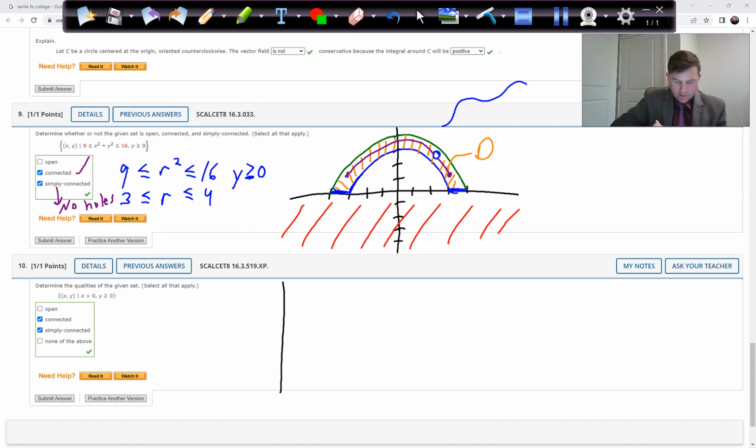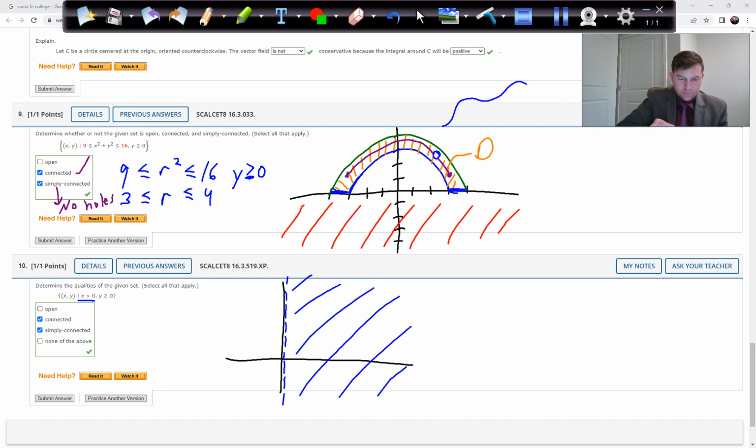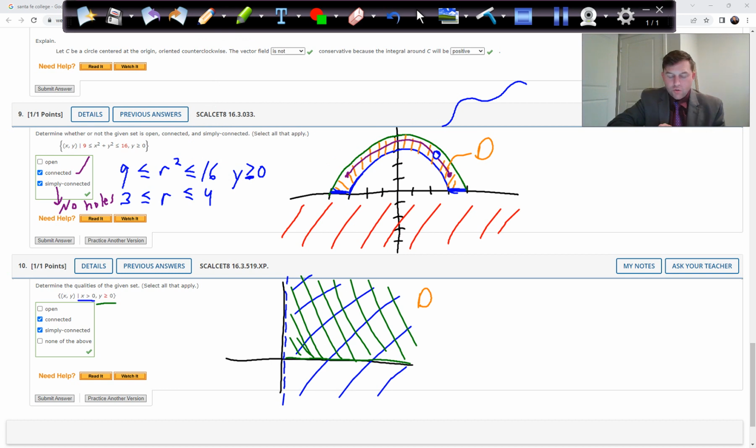The next one says x has to be bigger than 0 and y has to be bigger than or equal to 0. So x bigger than 0 means anything to the right of the y-axis would work, anything over here. And y bigger than or equal to 0 is the x-axis and above. When we put these two together, the region D is the entire first quadrant.